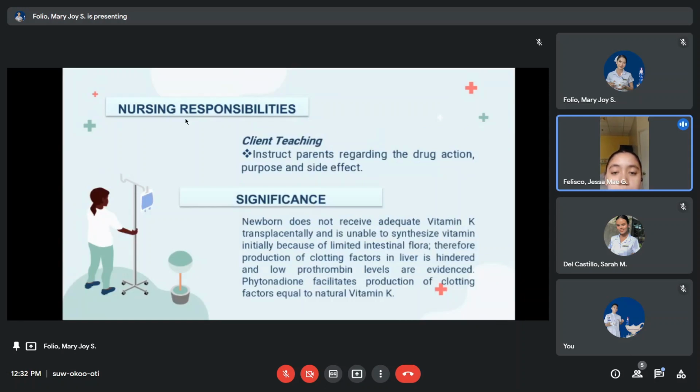Okay, for the client teaching, instruct parents regarding the drug action, purpose, and side effects. For the significance, the newborn does not receive adequate vitamin K transplacentally and is unable to synthesize vitamin K initially because of limited intestinal flora. Therefore, production of clotting factors in the liver is hindered and low prothrombin levels are evident. Phytonadione facilitates production of clotting factors equal to natural vitamin K. Next slide, please.